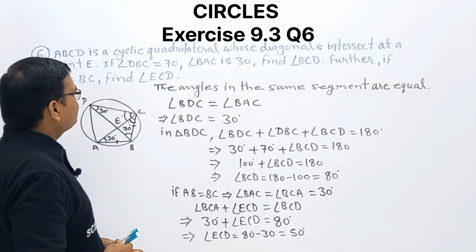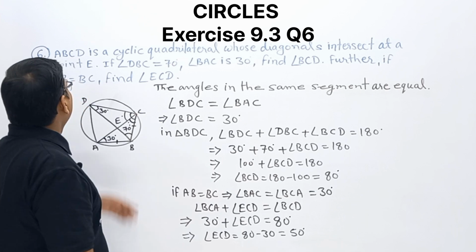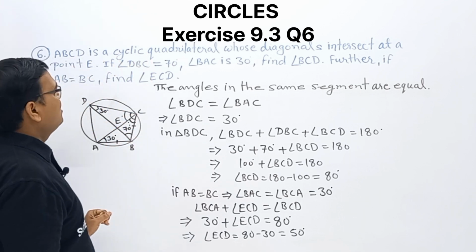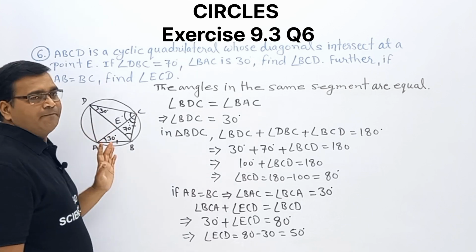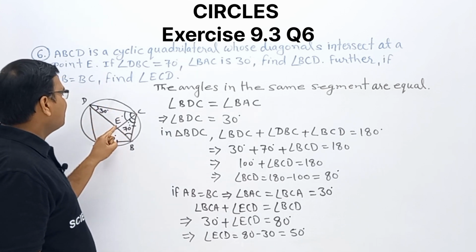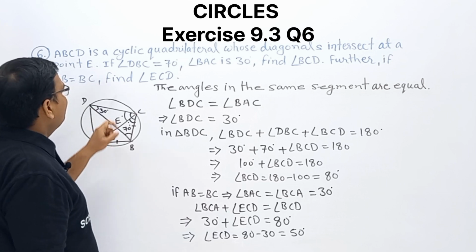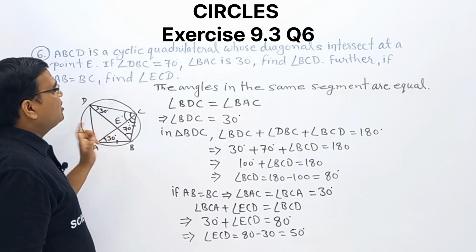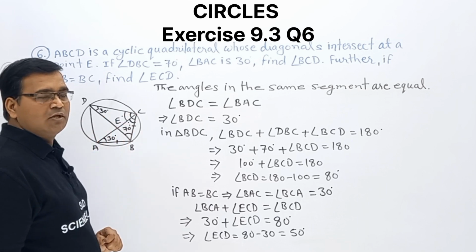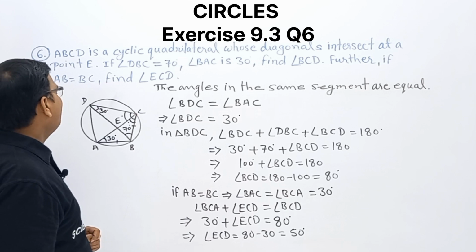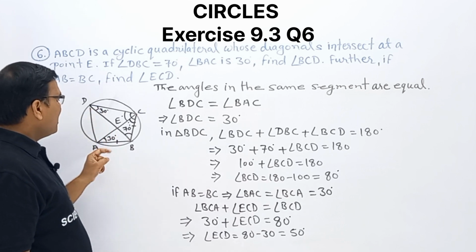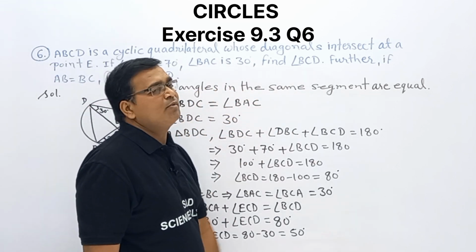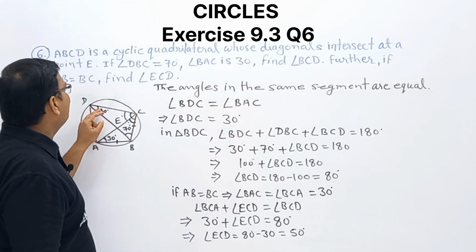Observe again, two things we want. Simple question. ABCD is a cyclic quadrilateral whose diagonals intersect at point E. Clear? BDC is 70 degree, BAC is 30 degree. Find BCD, we want. So how will we find this one? Once we observe, we are getting this angle equal to this one. Why? Because of one theorem: the angles in the same segment are equal. From the theorem, this will be equal to this one.